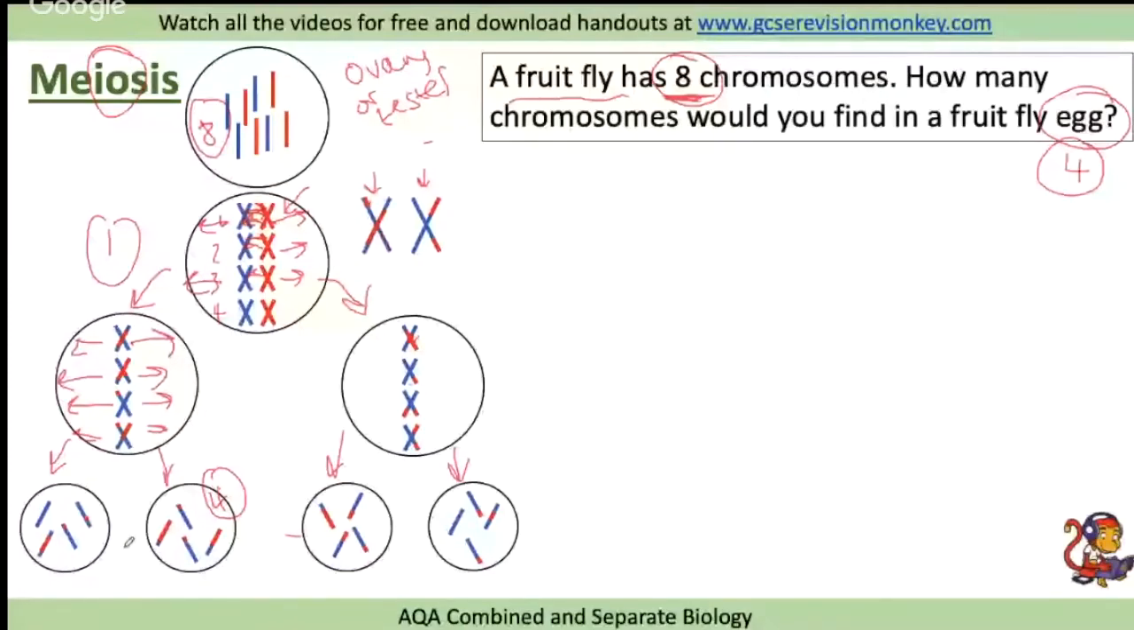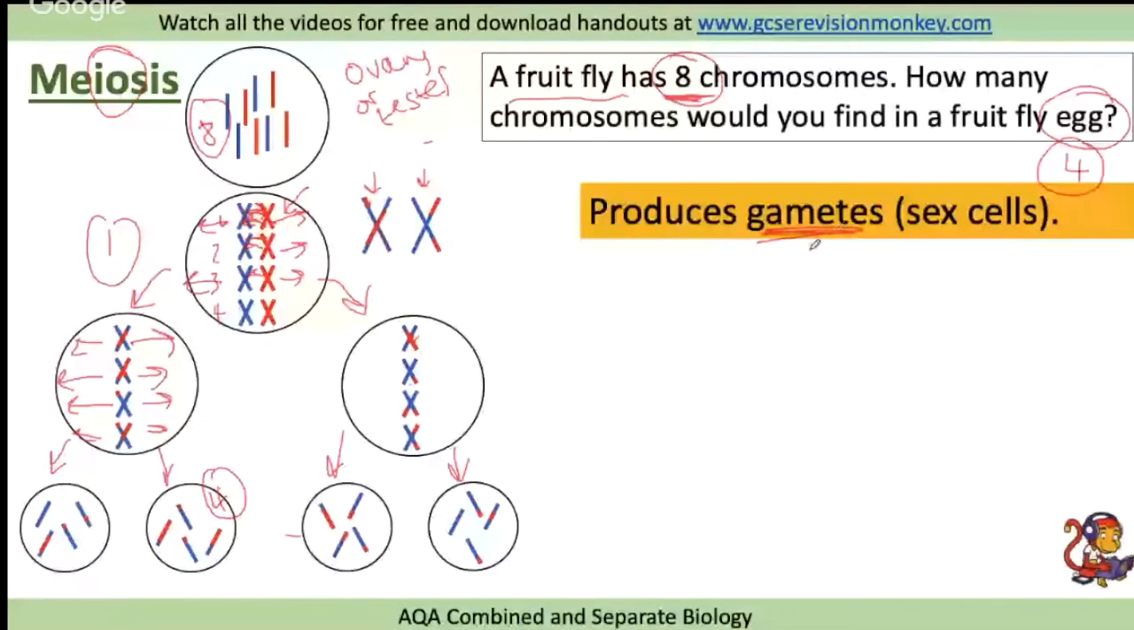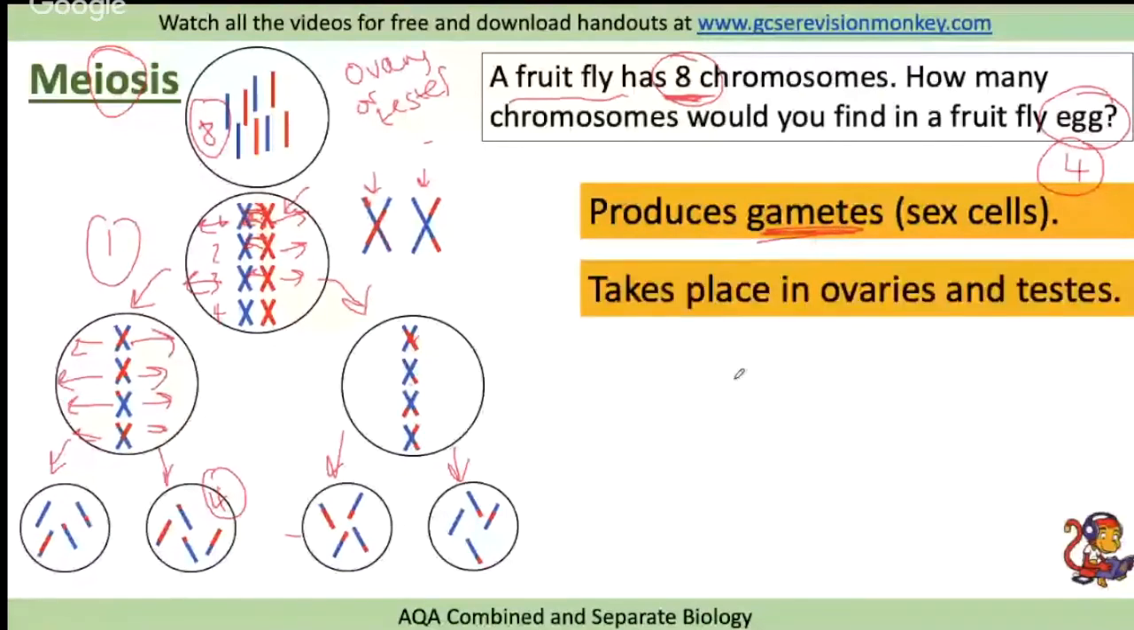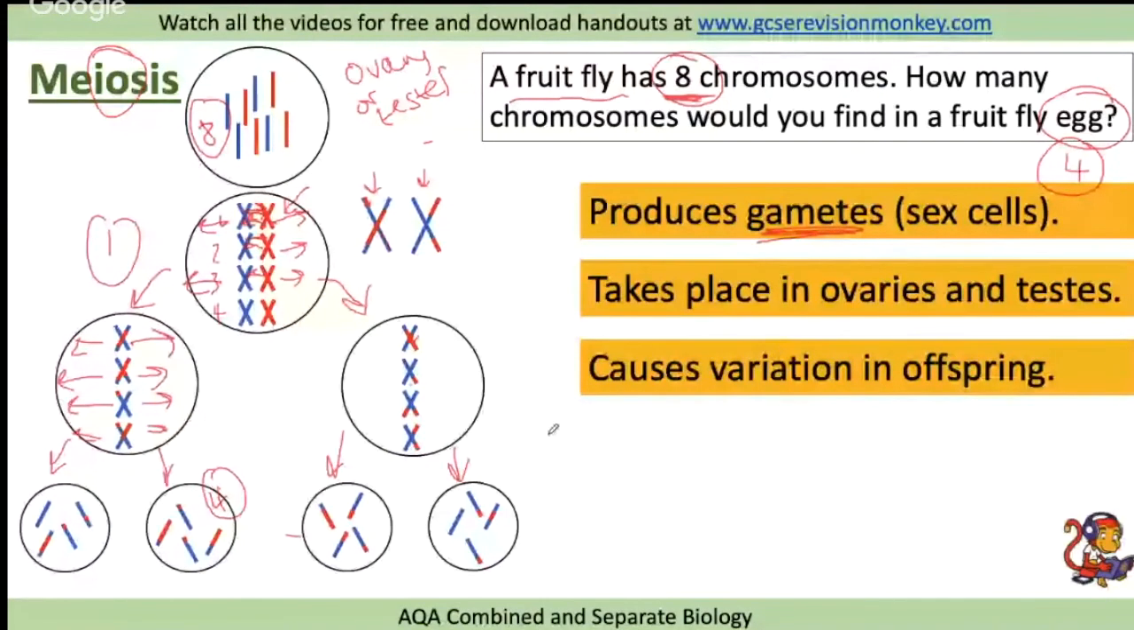And this is the main summary of meiosis. They're to produce the gametes, which are the sex cells, which in animals are the sperm and egg. They take place in the ovaries and testes, and it causes variation in the offspring. So here we've produced 4 cells at the bottom. Sometimes we call these daughter cells. So 4 cells at the bottom. We started off with 1 cell, and there are 2 cell divisions. Okay, just count these as stages. 1 division there, and a second division there.